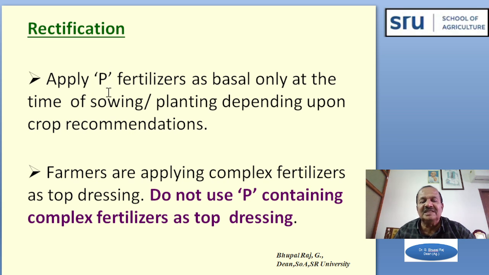For root growth, the initial stages of root growth should be good, so that the plant takes moisture and nutrients. For that purpose, all the phosphorus fertilizers needed should be applied as a basal at the time of planting only. We should not apply any phosphorus fertilizers as top dressing.